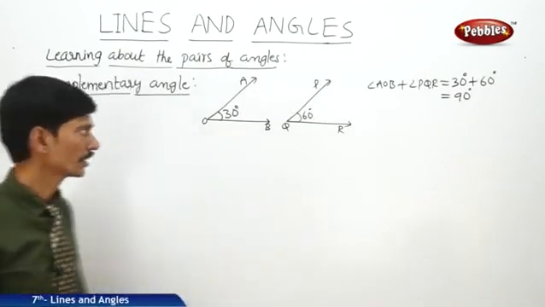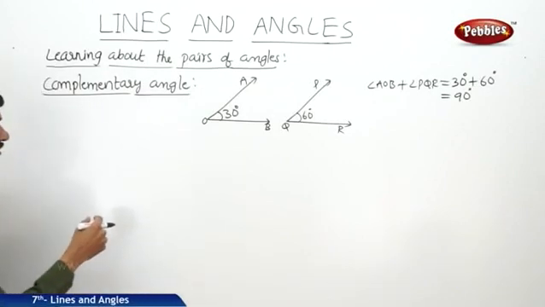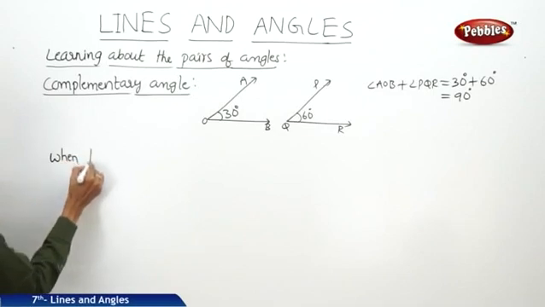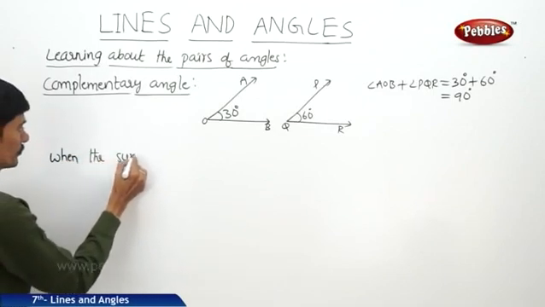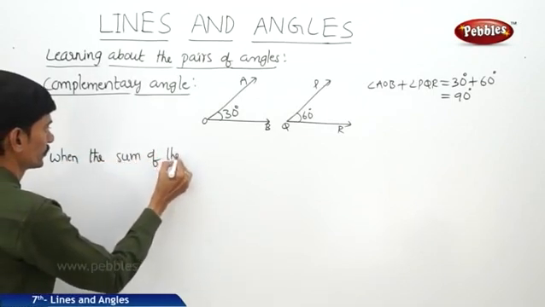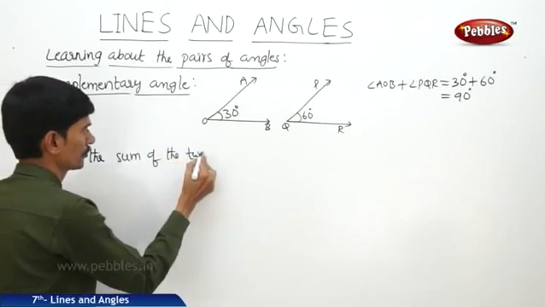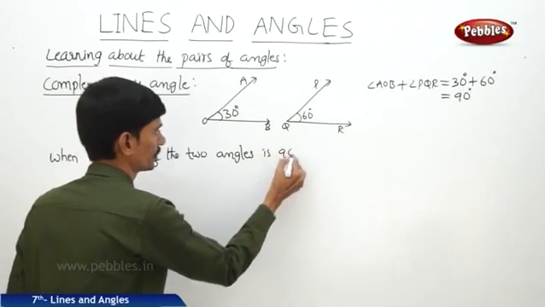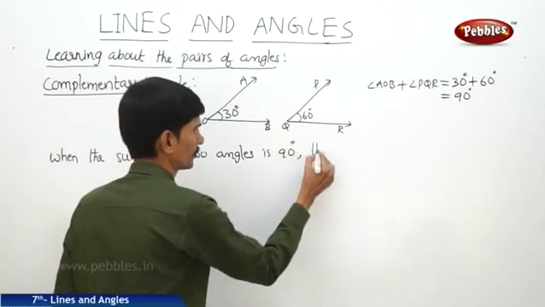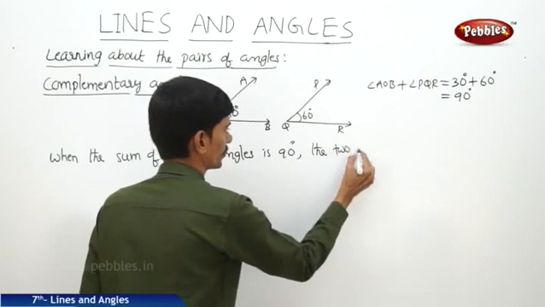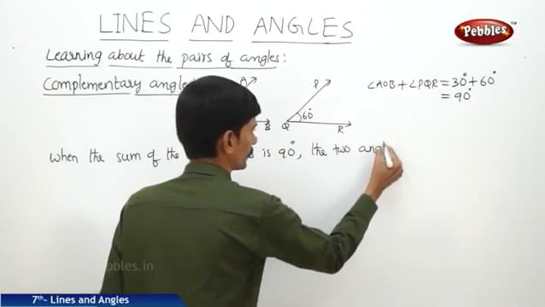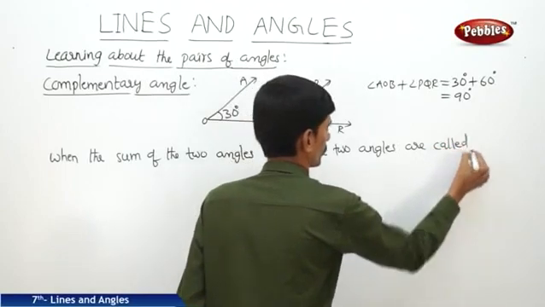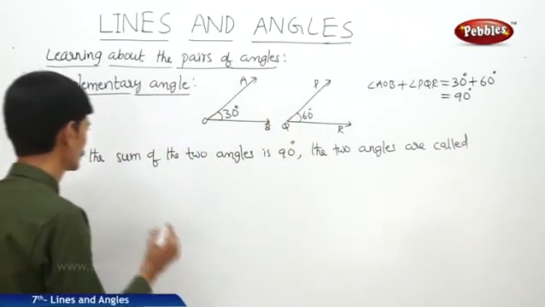So if the sum of the two angles is 90 degrees, then the two angles are said to be complementary angles. We can write the definition of complementary angles as: when the sum of the two angles is 90 degrees, the two angles are called complementary angles.